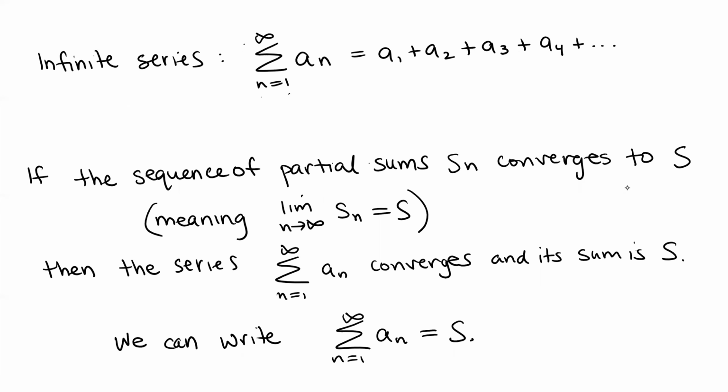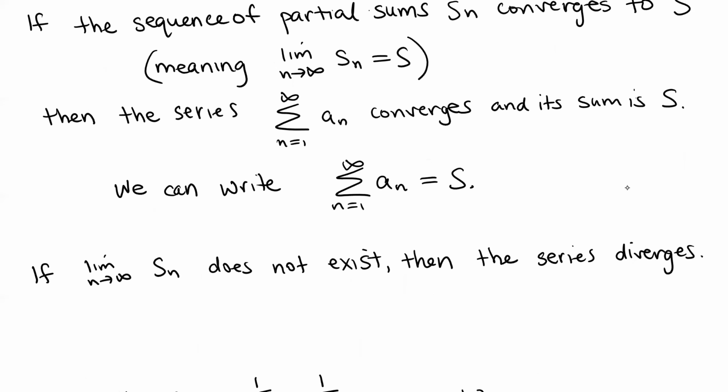Okay, so the partial sums can help us learn about the infinite series. In particular, if the sequence of partial sums Sn converges to S, in other words, if the limit as n goes to infinity of Sn is equal to S, then we would say that the series converges and its sum is S. Another way that we can write this is the sum from n equals 1 to infinity of an is equal to S. Okay, so before we talked about the convergence of sequences, and now you can see that we're building on that knowledge of convergence of sequences to figure out whether a partial sum creates a series, an infinite series that converges.